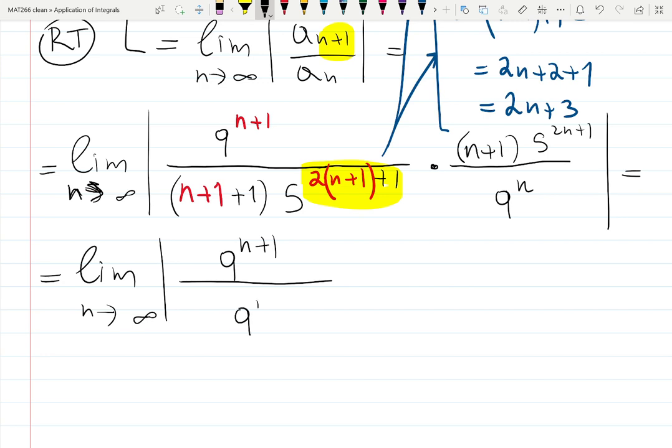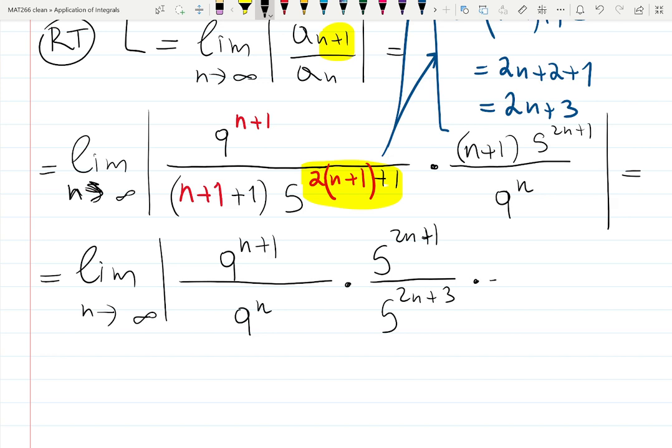9 to the n, thank you. Then I will collect 5s, for example, but order doesn't matter, you choose what to collect. Let's collect 5s. 5 to n plus 1 over what? 5 to the what? 2n plus 3, thank you. Distribute. 2n plus 1 is 2n plus 2 plus 1.